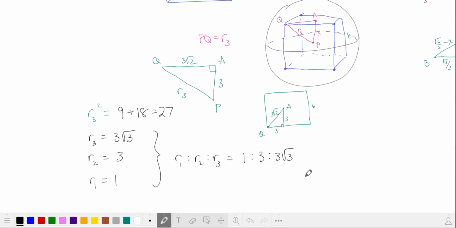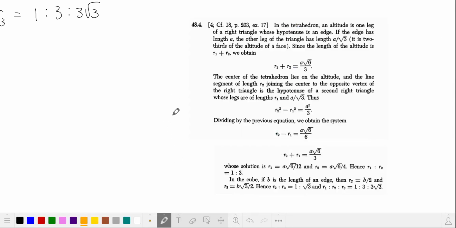Let's take a look at the provided solution. They seem to more or less have solved this similar to the way I solved it. They set the lengths of the sides of the tetrahedron equal to A instead of 1. I prefer 1 because it makes it a little bit easier without so many variables. But otherwise, I thought this was a pretty well-written solution.